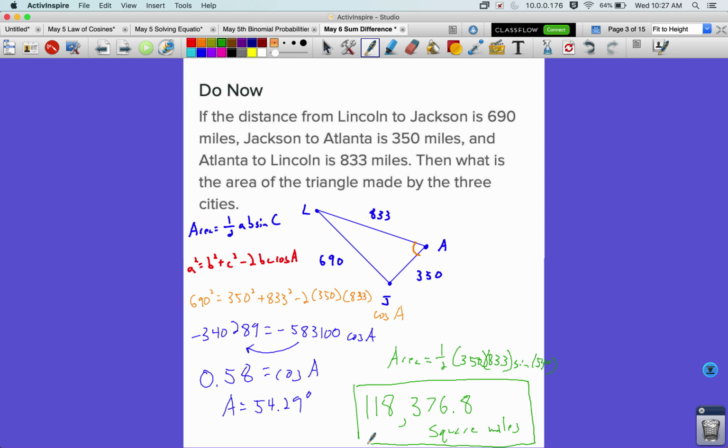So very big area. Draw an arrow. This number came over here. Just can't really see it. Okay. So if you're given three side lengths, use law of cosines to find an angle, then you can use your area formula.